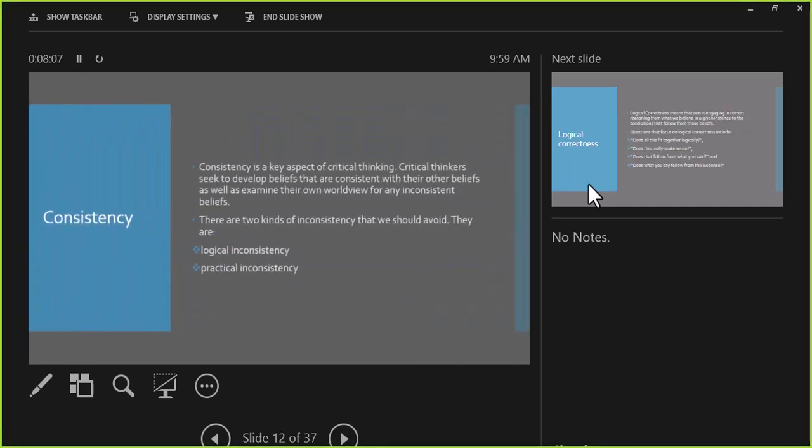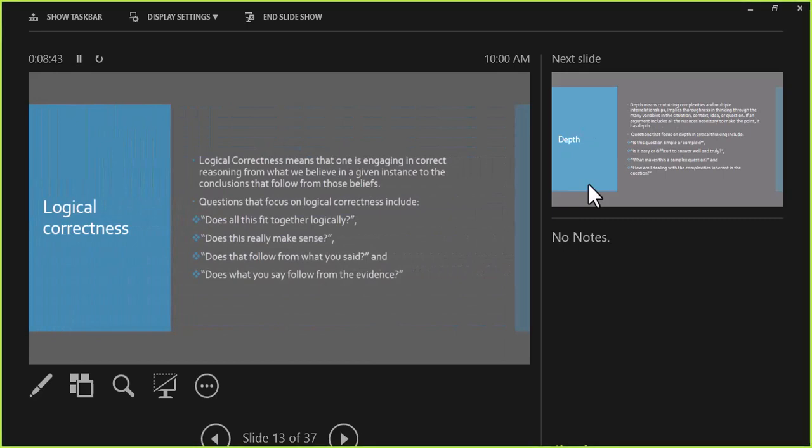Next is consistency. Consistency is a key standard in critical thinking, as critical thinkers try to make their beliefs more consistent. If people have inconsistent beliefs, then one of those beliefs must be false. There are two kinds of inconsistencies, logical inconsistency and practical inconsistency. Logical inconsistency is saying and believing inconsistent beliefs, whereas practical inconsistency is when one behaves in contradiction to what he is saying or believing.